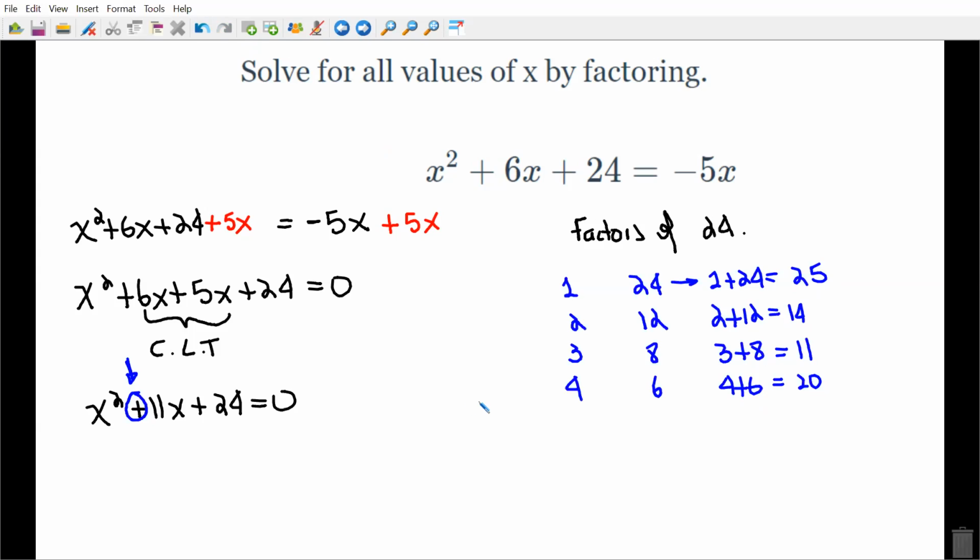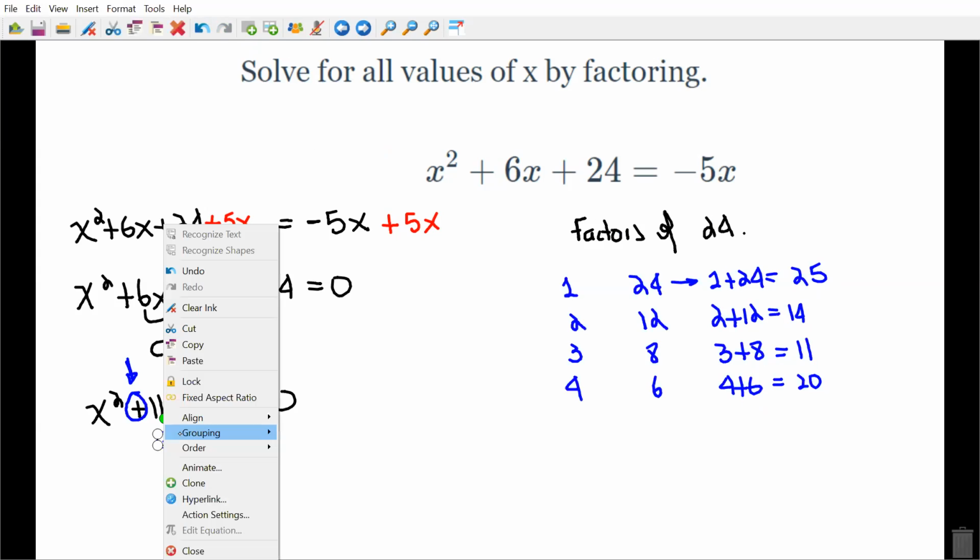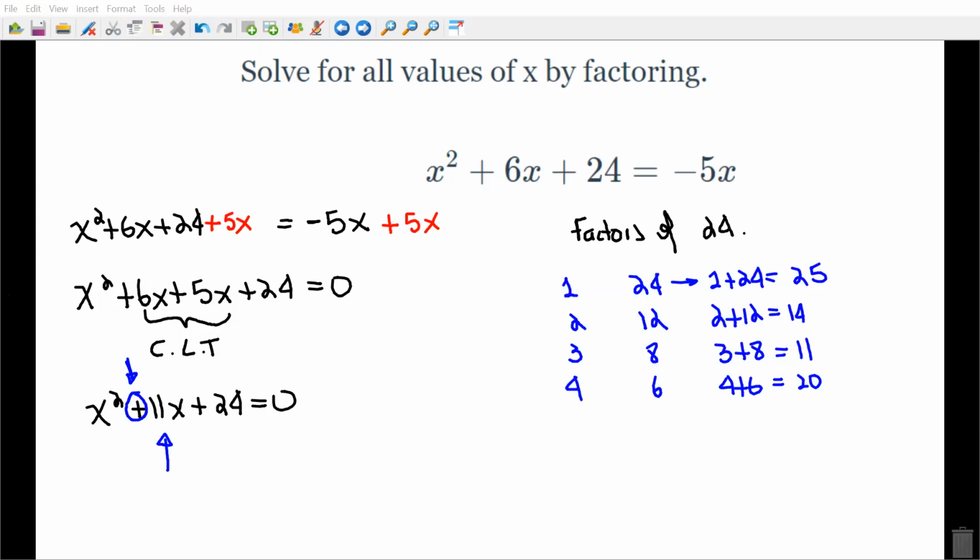Okay, so here, guys, you can identify that the linear term is an 11. And if the linear term is an 11, the only factors that give us an 11 are going to be these. Okay, so that way you're going to have two parentheses, let me have it a little bit more organized. Two parentheses, and it's going to be x plus 3 times x plus 8 equals 0. Now it says solve for all values of x by factoring.